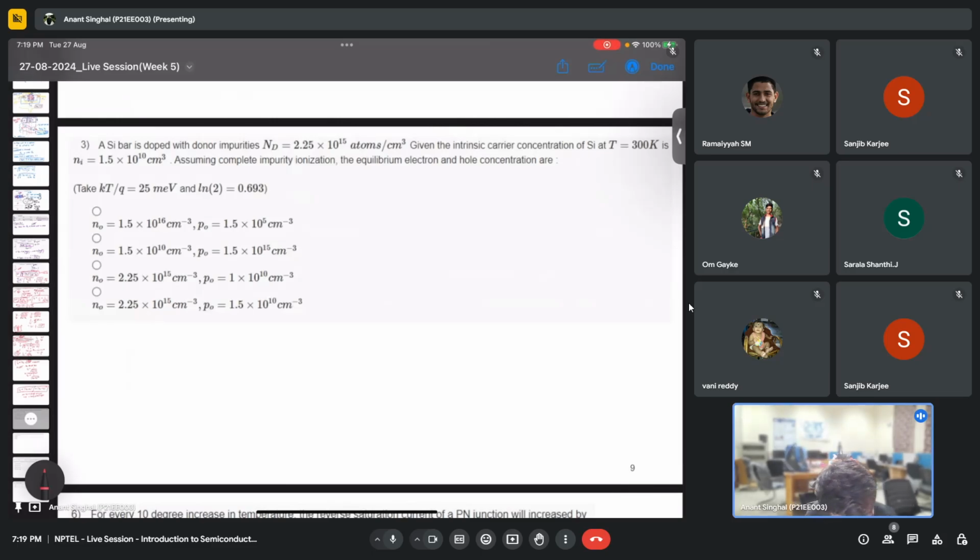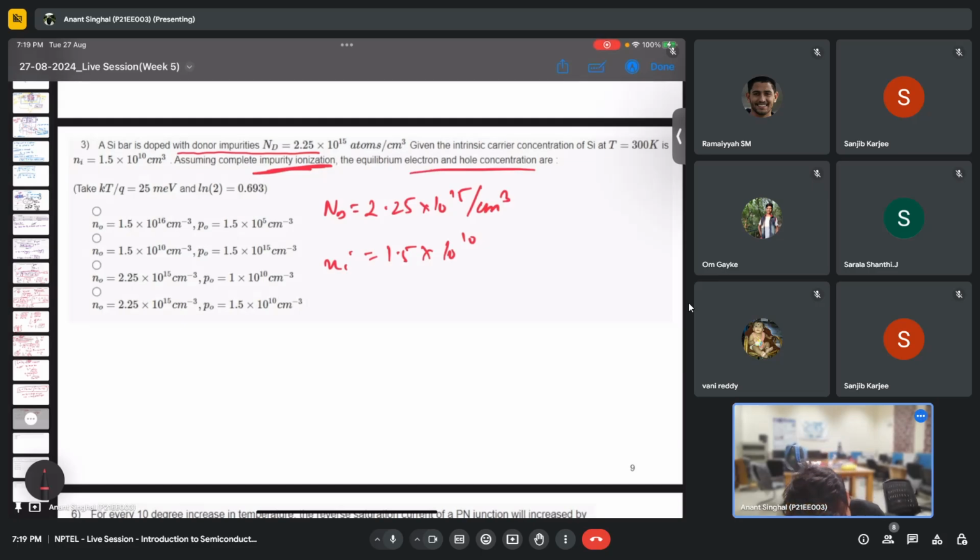So this is a very straightforward question. It says we have a silicon bar which is doped with ND only, so we have an N-type silicon bar. Ni is given as 1.5 times 10 to the power 10, and complete impurity ionization has happened. So at equilibrium, what are the electron and hole concentrations, N naught and P naught? This is very straightforward. Maybe you can give it a go. At max, you can take 1 minute and let me know what the answer is.